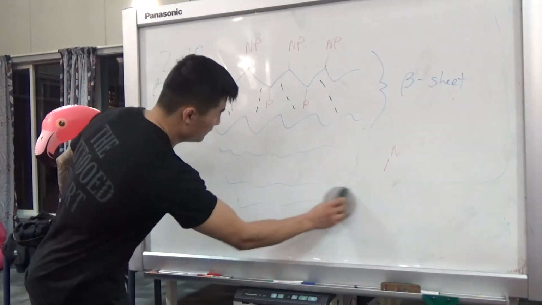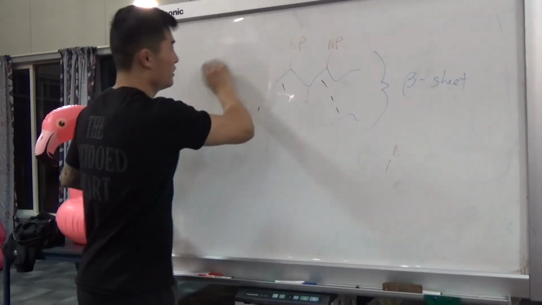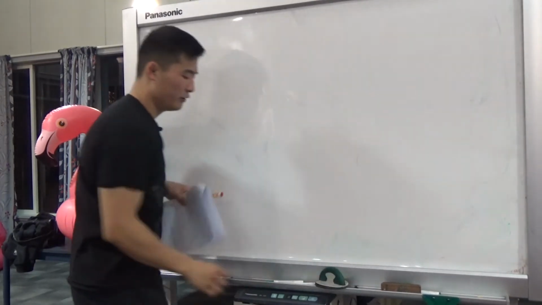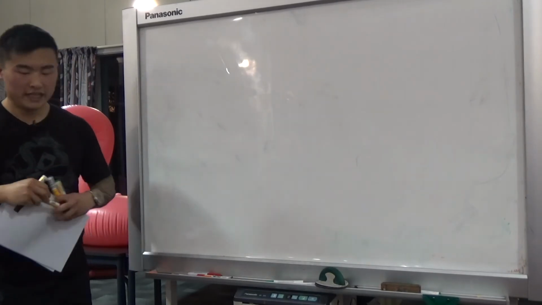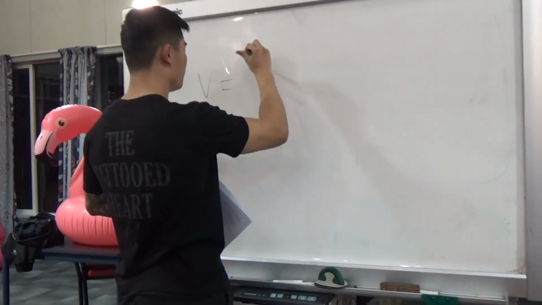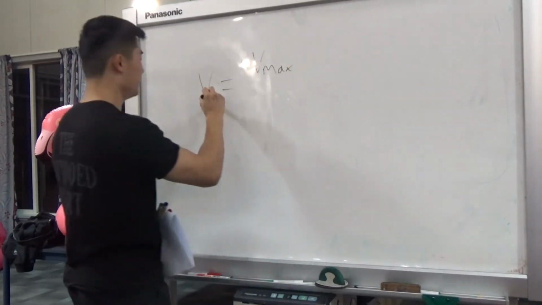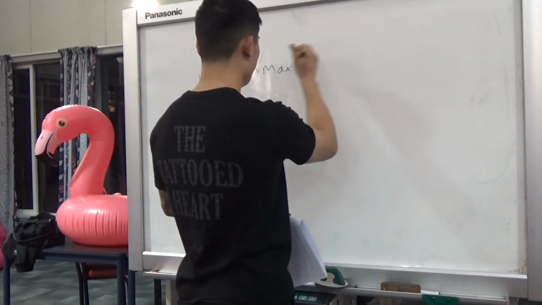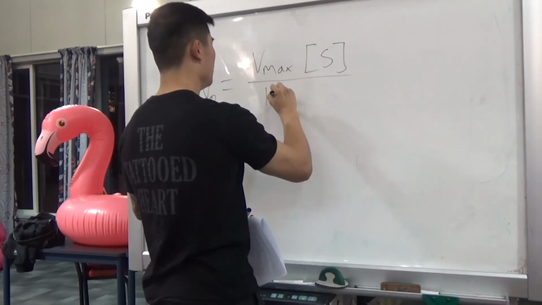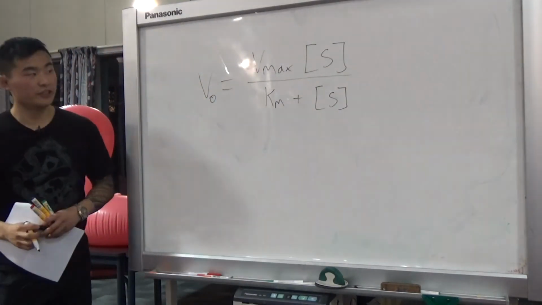Okay, and then in the test, you're going to have to remember this equation, because they're not going to give it to you, and they're going to give you questions where you have to use this equation. So this is the Michaelis-Menten equation. You've got V is equal to Vmax, or you could write V0. So the observed velocity is equal to Vmax multiplied by the substrate concentration divided by Km plus the substrate concentration. So make sure you guys remember that.